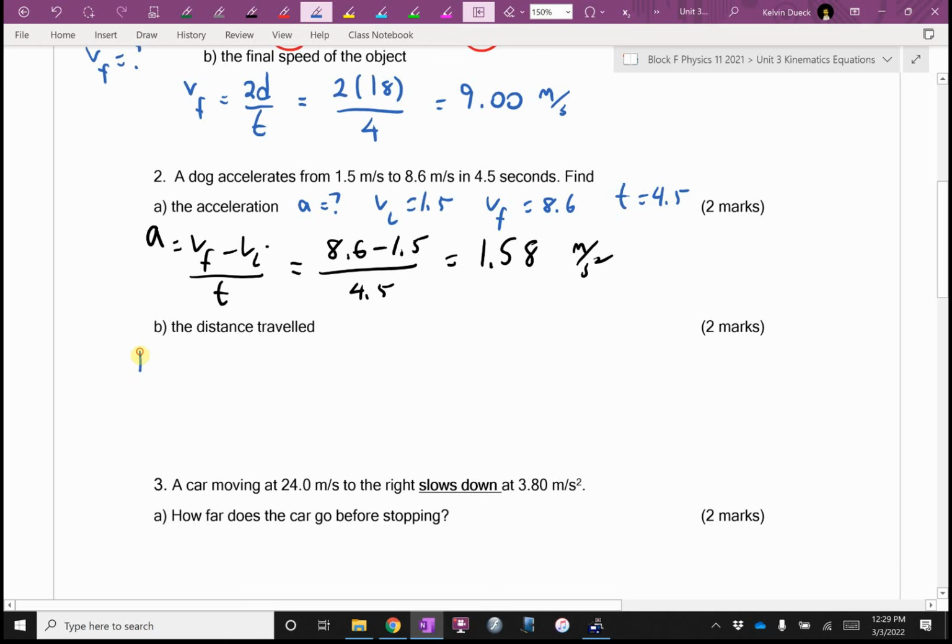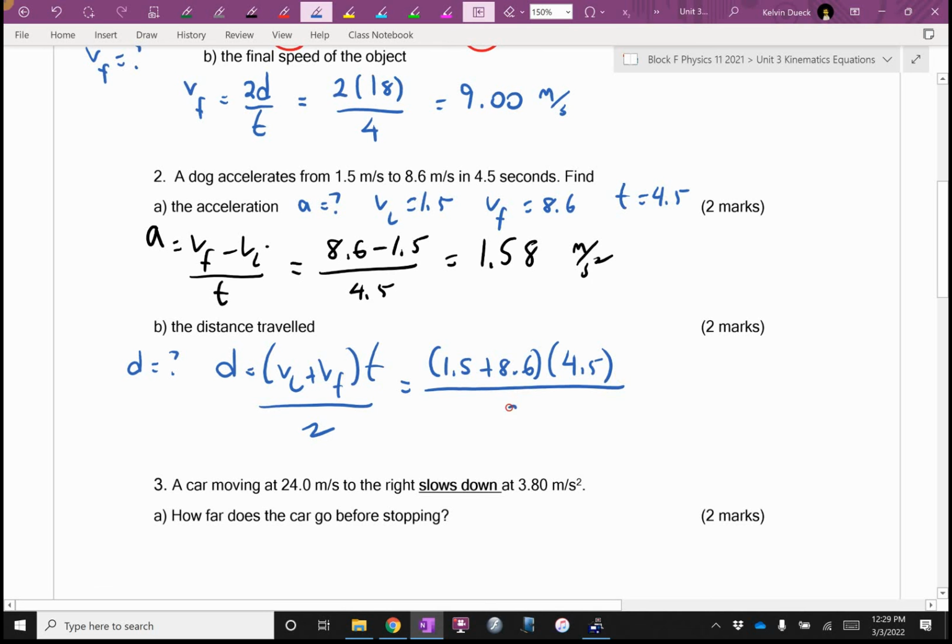It looks like B wants me to find displacement. I could use d equals v_i t plus a half a t squared using my answer from part A, but I think I'm going to try using d equals (v_i plus v_f) times t over 2, because then I can use all the data that they gave me and hedge my bets. The d's already by itself, bonus. It's going to be 1.5 plus 8.6 times 4.5 divided by 2.